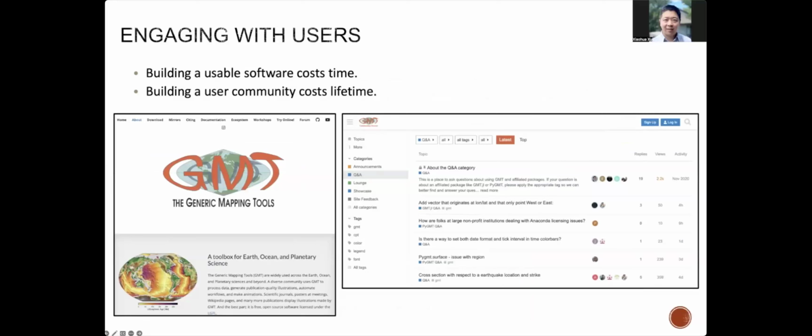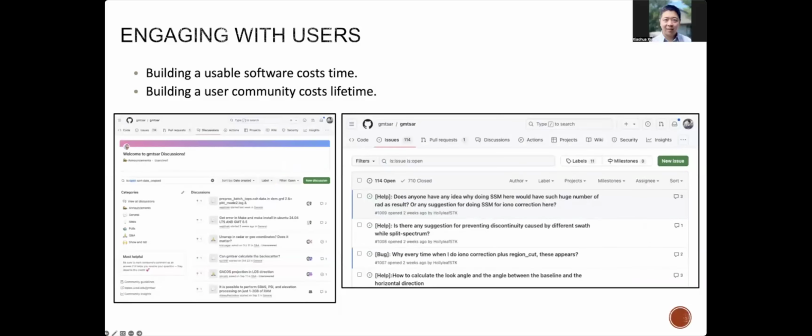Another important thing that we learned from Team GMT is that getting a usable software is actually relatively easy, but building a user community takes a lot more time. The GMT folks maintain a pretty great forum where they can interact with the users. Currently, we are also using our GitHub page to do similar things. So if you have any issues or meet any problems using the software, feel free to leave anything under the discussion panel or under the issue pages.